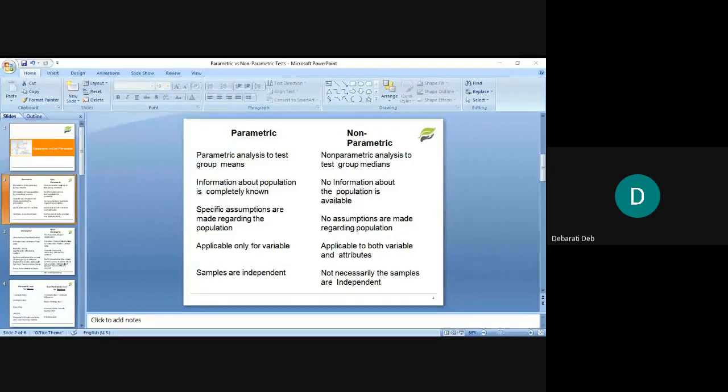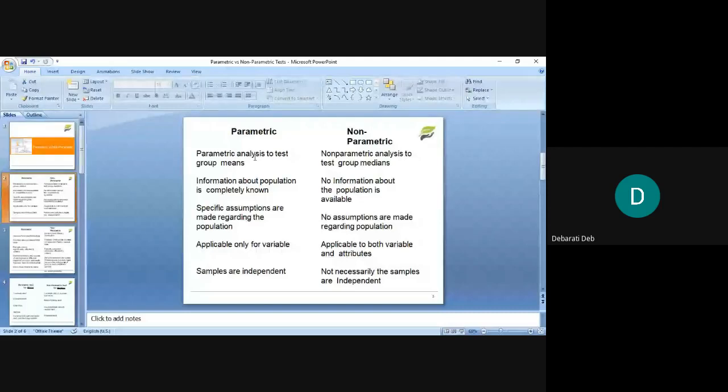Right, you can easily calculate the group mean. If you're calculating the group mean, then you can apply a parametric test. Come to the non-parametric part.